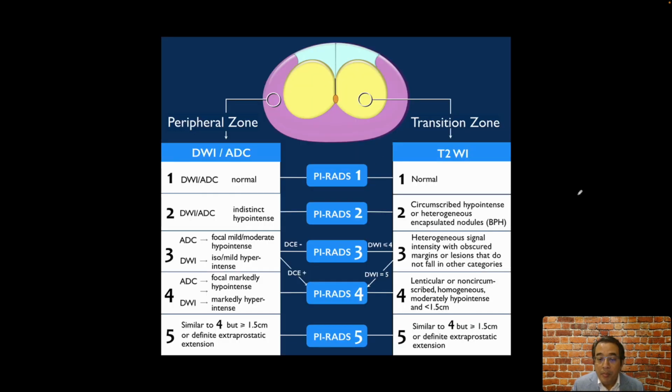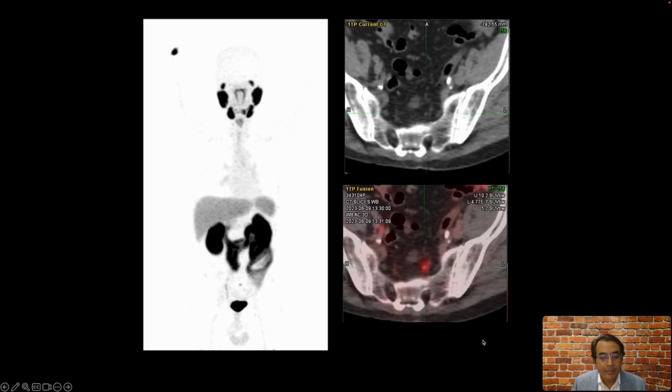This is a picture from the internet showing the different PI-RADS categories and how to reach the diagnosis of a particular PI-RADS category. So for lesions that are in the peripheral zone, we want to use the signal intensity from DWI and ADC images, and for tumors that arise from the transition zone, we want to use signal intensity from T2 weighted images and give them one of these PI-RADS categories.